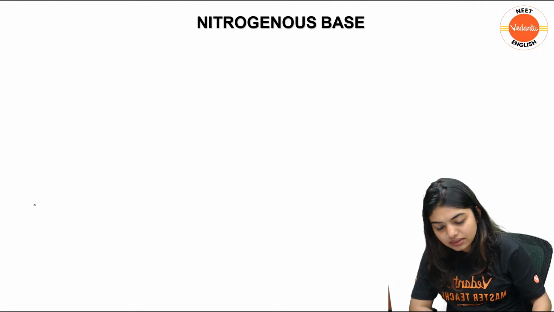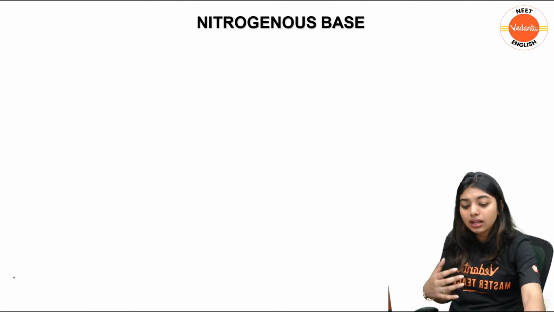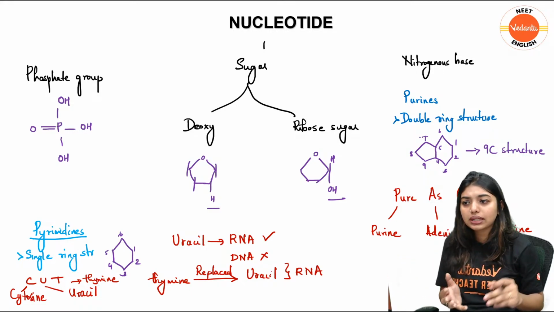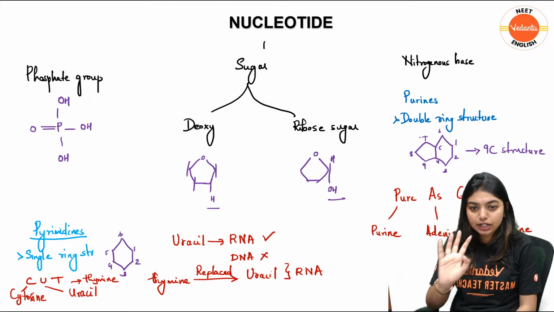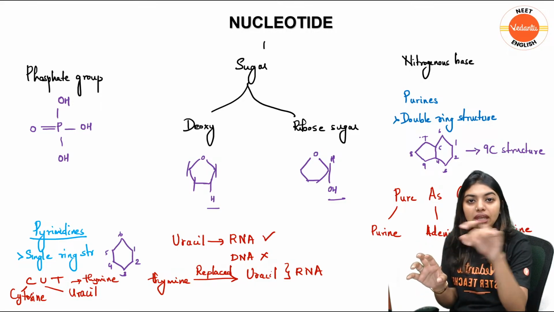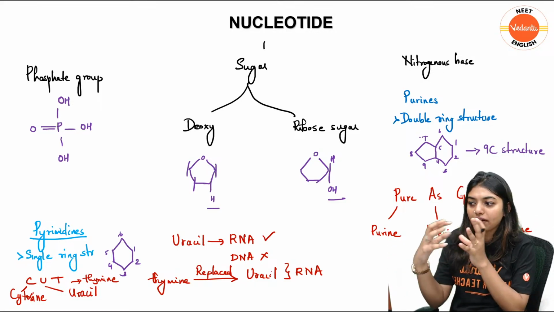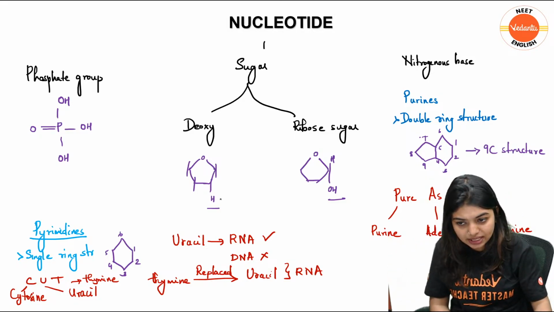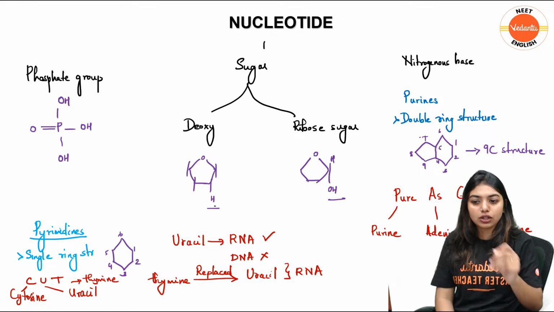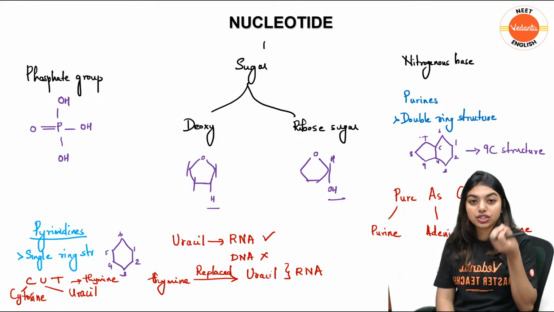Now students, when we talk about your nitrogenous bases, I hope that is clear. Let's do a quick revision. Nucleotides are made up of a phosphate group, sugar and nitrogenous base. In the phosphate group, you have P, 3 OH and a double bond O. For sugar, you have deoxyribose and ribose. In deoxy, one oxygen is absent on the second carbon, and in ribose sugar, one oxygen is present.